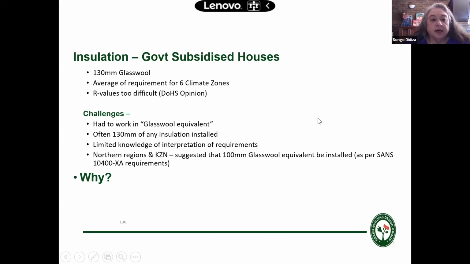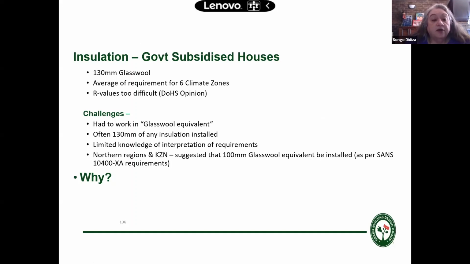So let's talk about government subsidized housing again. What does government subsidized housing say for? I've got all your chats. I think we can deal with them when we do the afternoon session. Let's look. What does the government subsidized housing say?